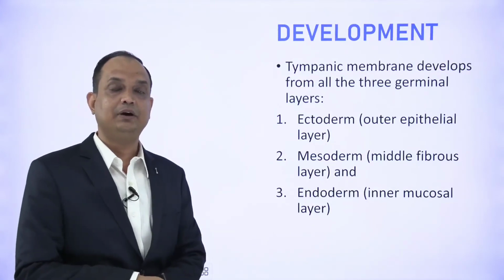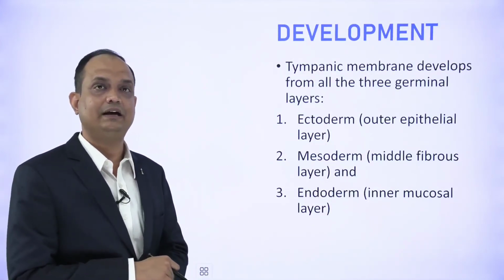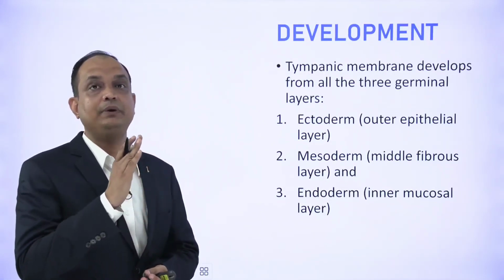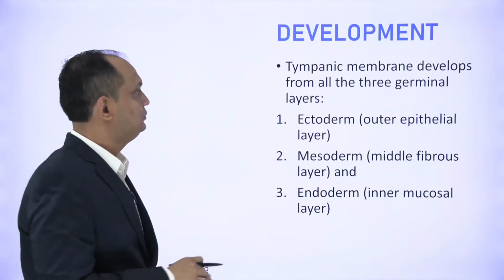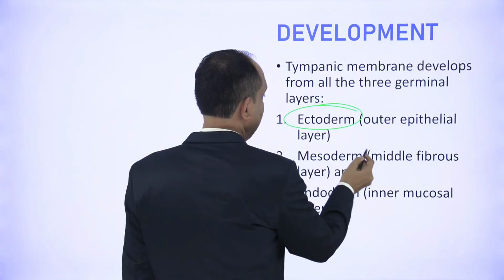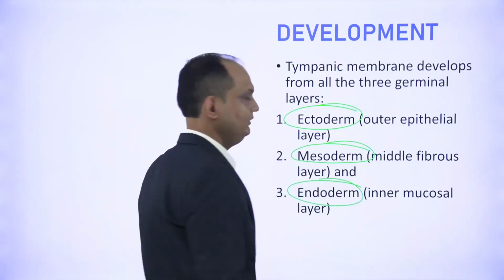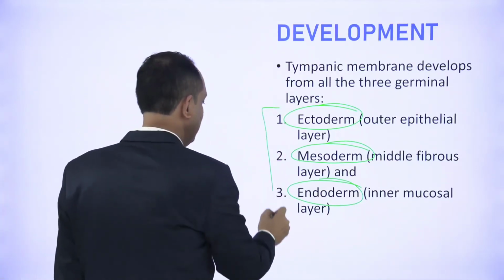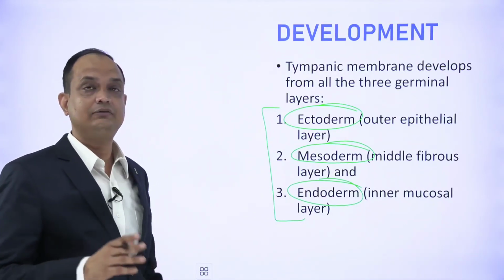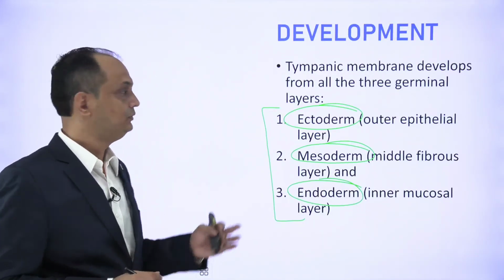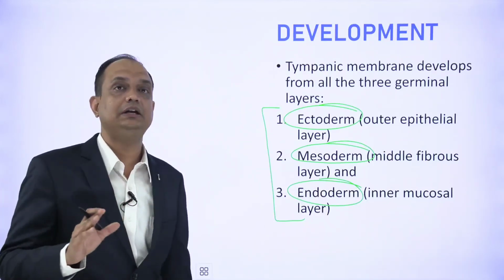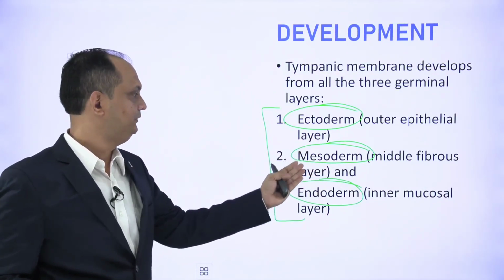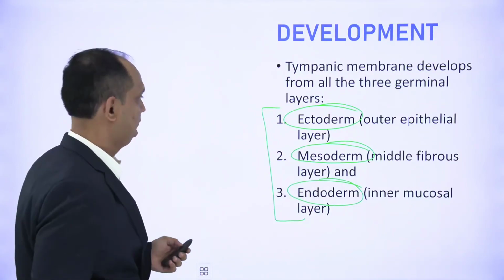Then the last part, about the development, which is again a one-liner question for your exam. So we have seen that there are three layers of the tympanic membrane: the outer layer, the middle fibrous layer, and the inner mucosal layer. The outer layer develops from ectoderm, the middle layer develops from mesoderm, and the inner layer develops from endoderm. This is a very important and commonly asked question: which structures of the body have the contribution of all three germ layers? This is one example where all three germinal layers contribute. The outer epithelium comes from the ectoderm, the middle comes from mesoderm, and the inner comes from endoderm of the embryo.